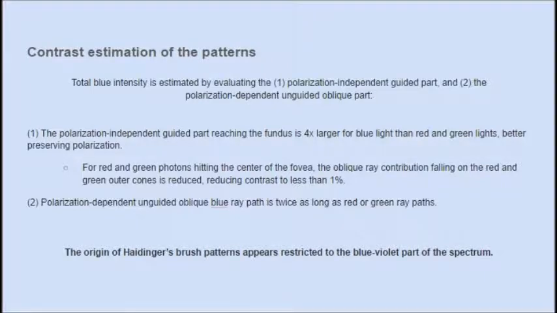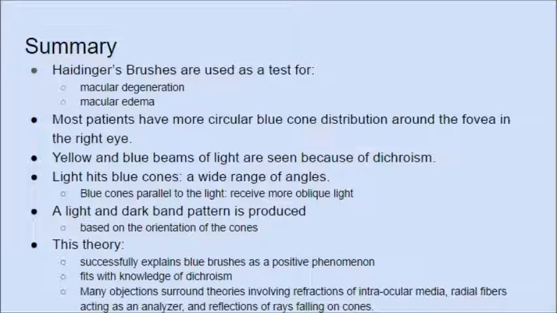In summary, Haidinger's brushes are significant clinically in that they can be used as a test for macular degeneration and macular edema. Most patients that we will be seeing will have more circular blue cone distribution around the fovea in the right eye. Yellow and blue beams of light are seen because of dichroism. Light hits blue cones at a wide range of angles. Blue cones that are parallel to the light source receive more oblique light. A light and dark band pattern is produced based on the orientation of the cones.